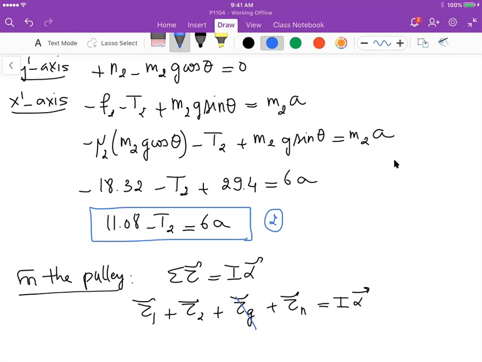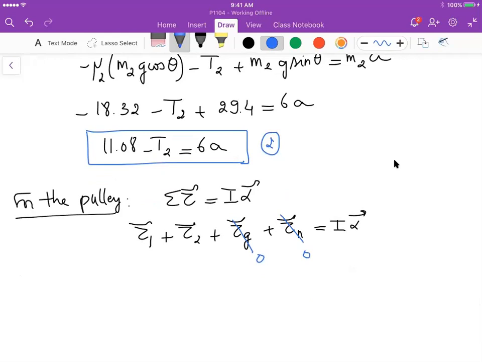The center of mass of the pulley is the same point through which the axis of rotation passes. Therefore the contribution of the gravitational force to the torque is equal to 0, because it passes through the axis. Also the normal force n passes through the axis, so both these forces will not contribute to the rotational motion. Only T1 and T2 will have a contribution. So let me redraw the pulley here, and I will put the tensions on it so that we can write down the torques together.